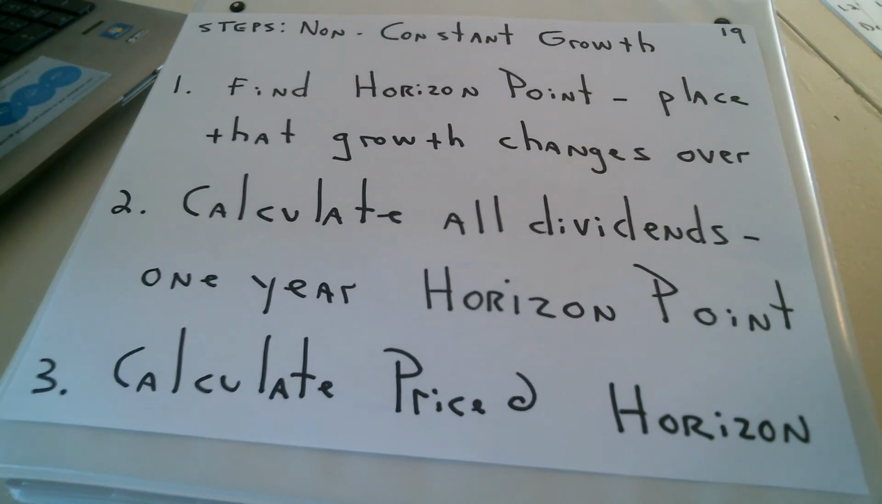Then step 2 is we want to calculate all the dividends, including 1 year beyond the horizon point. So in the previous problem D0 was given, so we'd want to find D1, D2, and D3. The horizon point fell at D2, so we want to go 1 year after the horizon point. So calculate those dividends at those growth rates. Then we're going to calculate the price at the horizon point, and I'll show you how to do that.